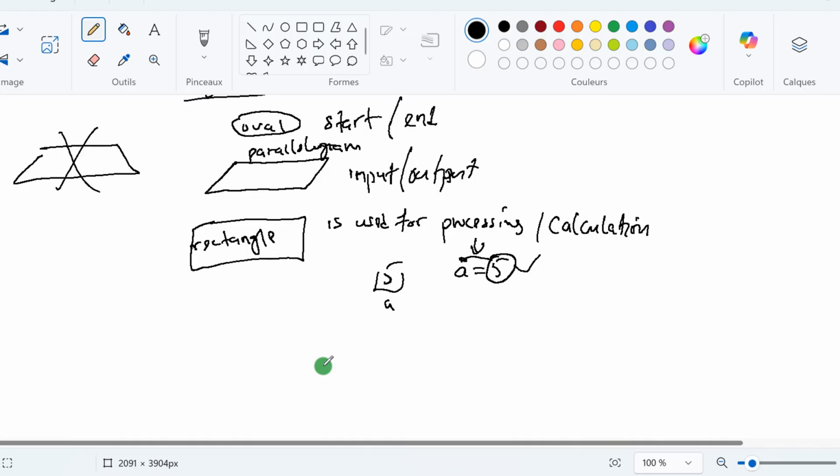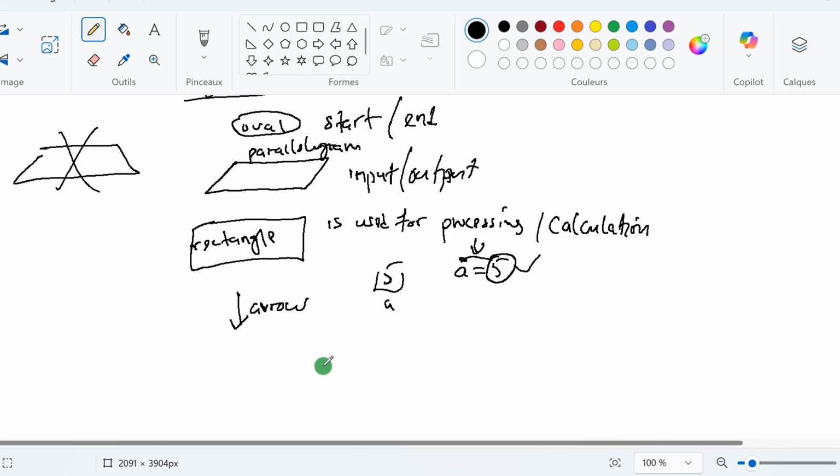Now for calculation, I don't want to explain calculation. By the time you have any arithmetic operation, whether it's addition, subtraction, multiplication, division, in fact any of these things, automatically use what? Rectangle. Take note of that, please. Next symbol is what you call arrow.